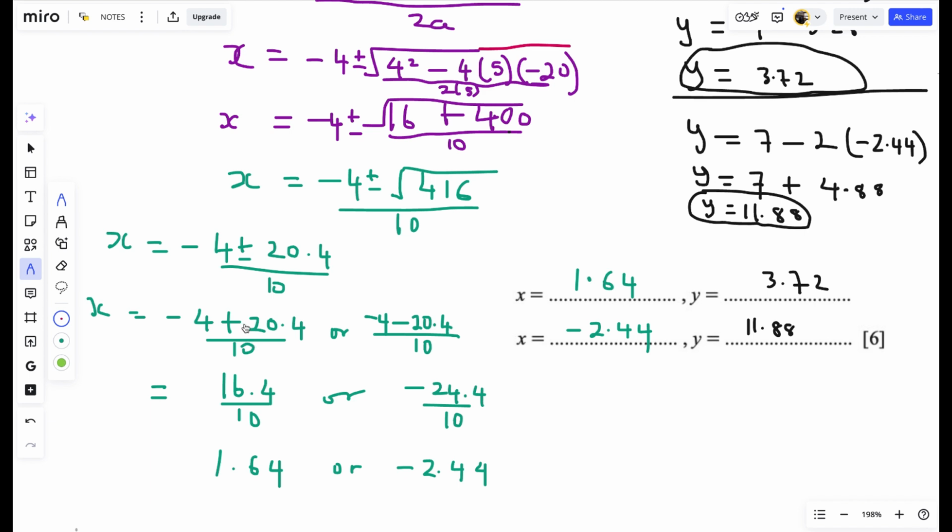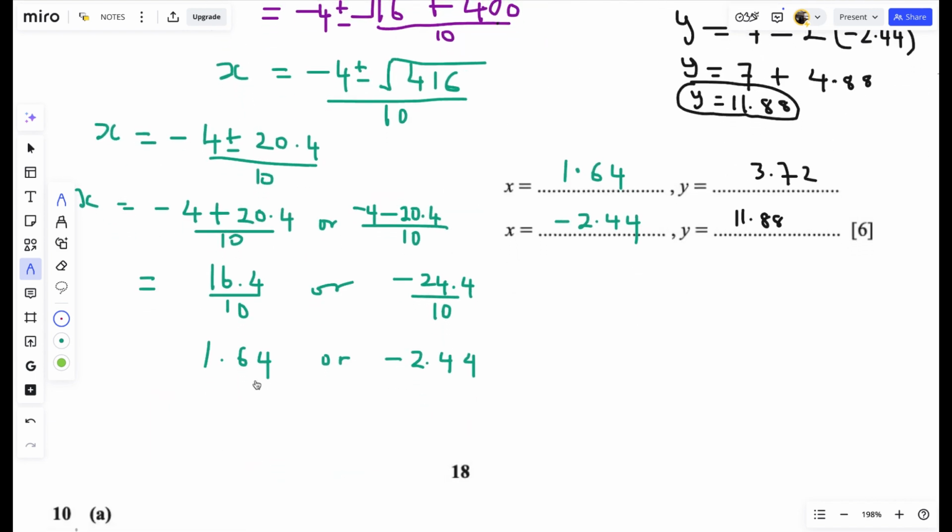So when you do that, minus 4 plus 20.4, you get 16.4 over 10. If you divide this by 10, you get 1.64. If you say minus 4 minus 20.4, you get minus 24.4. Divide by 10, you get minus 2.44. So these are the two values of x. You write them down. The first one is 1.64. The second value of x is negative 2.44.